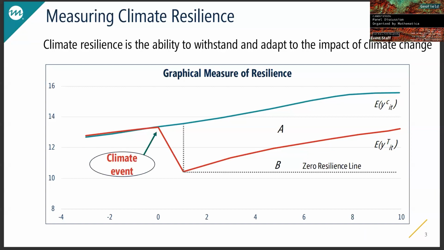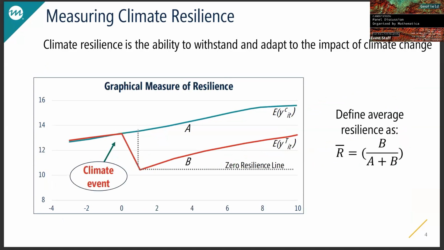And that dotted line below is your zero resilience line. So if you're not able to recover from the shock, you go down to that level and never come out. You could even have negative resilience where you dip down, or you go up and recover. And that red line reflects that recovery. So you can define resilience simply as the extent to which you were able to bounce back. And if you bounce back fully, you're fully resilient. You can even have a transformative adaptation and go above that line.